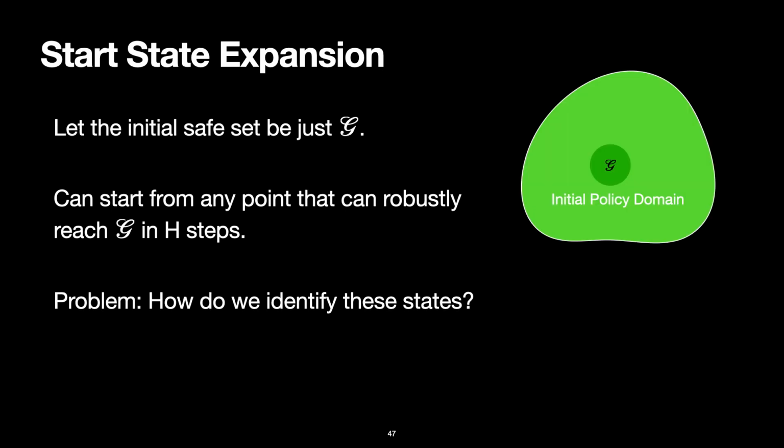Initially, the safe set could just be the goal set. It is easy to show that this maintains the properties of the safe set for some policy. We can now start the first iteration at any state that can robustly reach the goal set in h steps. How do we actually compute what these states are?